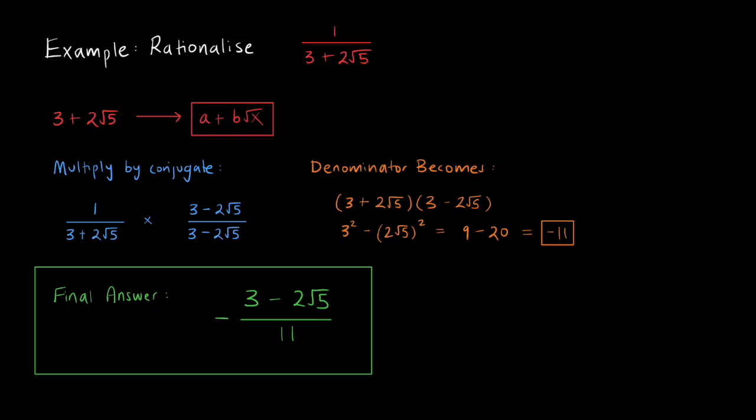So we can write our final answer as 3 minus 2 square root 5 all over negative 11. And that is a rationalization of our original expression up in red. So we've successfully removed the root from the denominator. Now, all we have on the bottom is a number that is easy to work with, which in this case is negative 11.